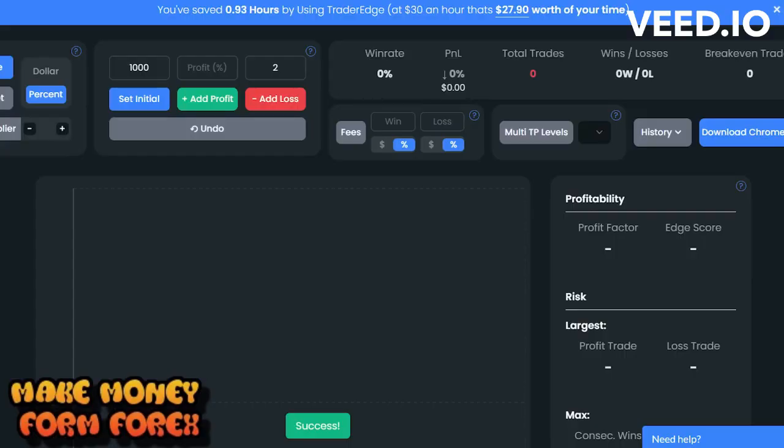Now that you know all of the rules for this strategy, I'm gonna go ahead and backtest it 100 times. The initial account size is going to be set at $1,000 and we're gonna be risking 2% of that every time we take a trade. So let's start.